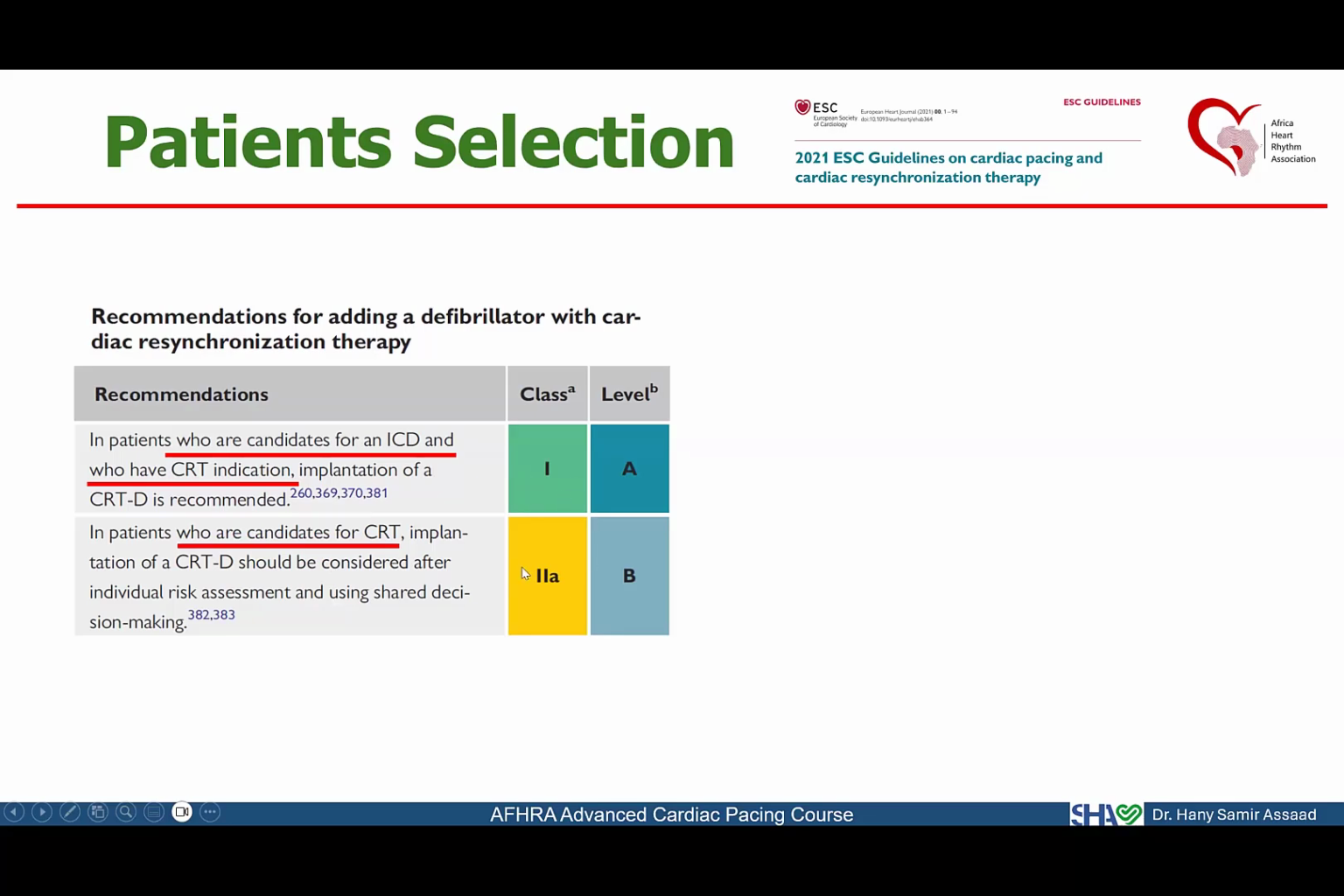And let's see why this is a lesser level of indication for those who have a full picture of CRT indication, but not quite the D or the defibrillator indication.